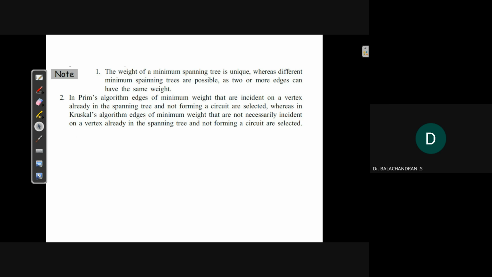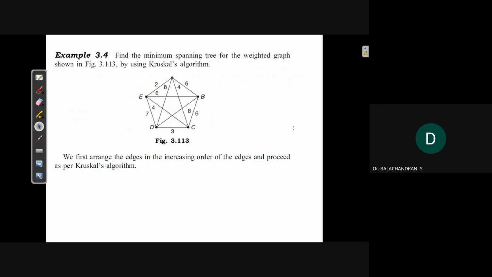Whereas in Kruskal algorithm, edges of minimum weight, okay, that are not necessarily incident on a vertex already in the spanning tree, and not forming a circuit or cycle, are selected. Okay, that is most important. So for this problem, find the minimum spanning tree for the weighted graph. Okay, just I'll take a snapshot and then I'll put it in.